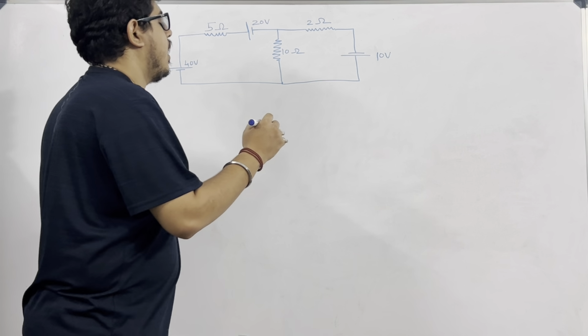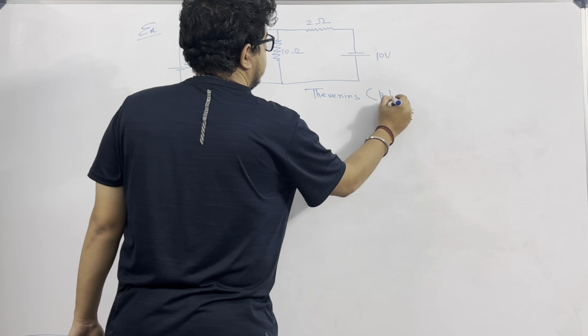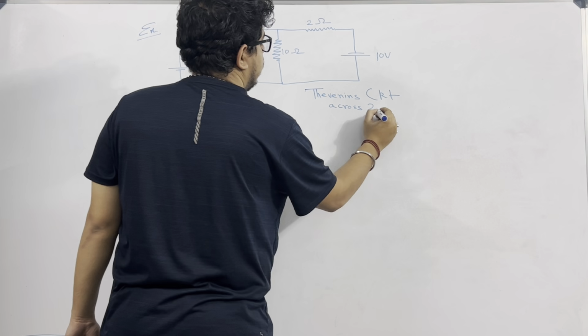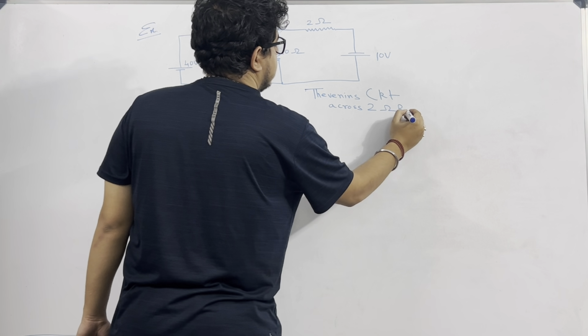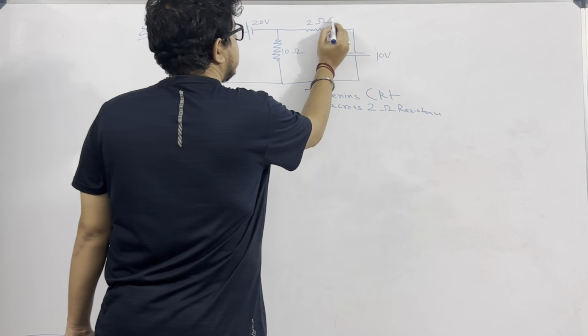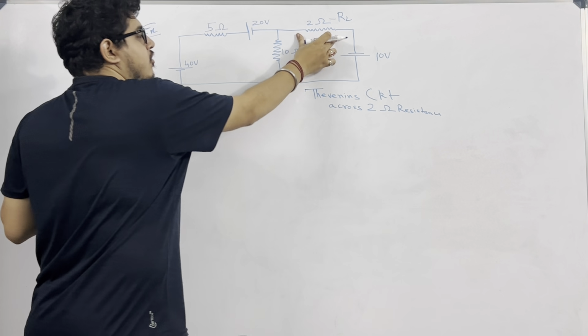Finding Thevenin's circuit across the 2 ohm resistance. So this is our load, and I want to form a circuit around these two.